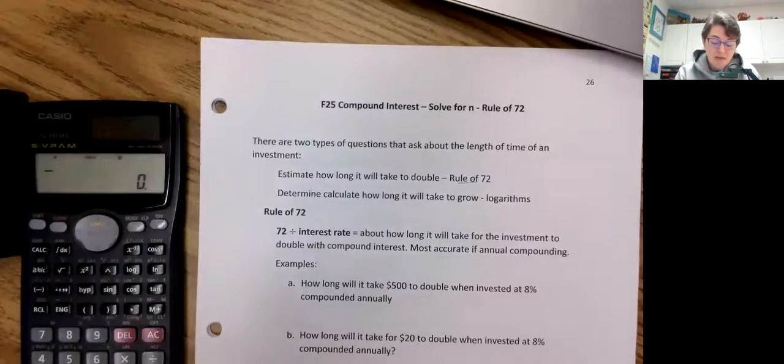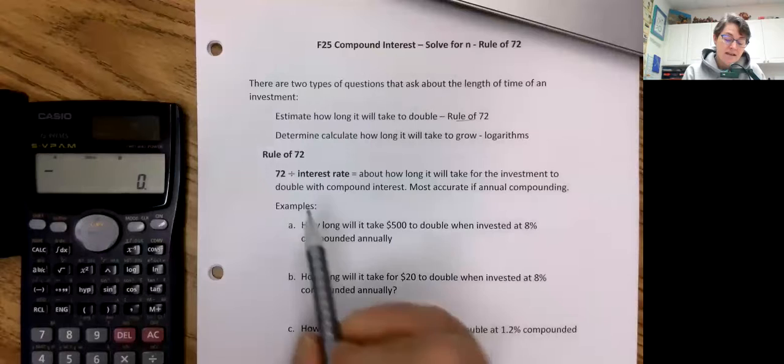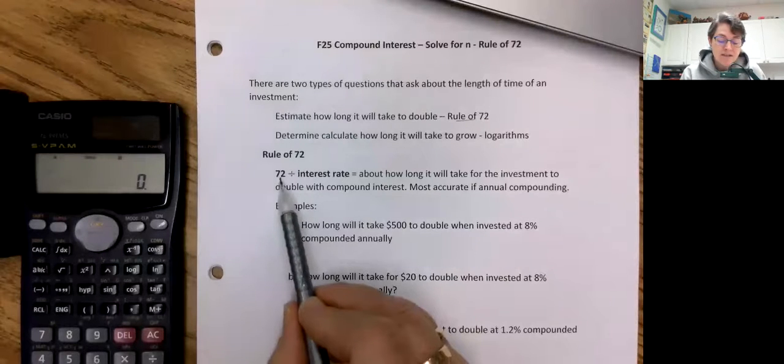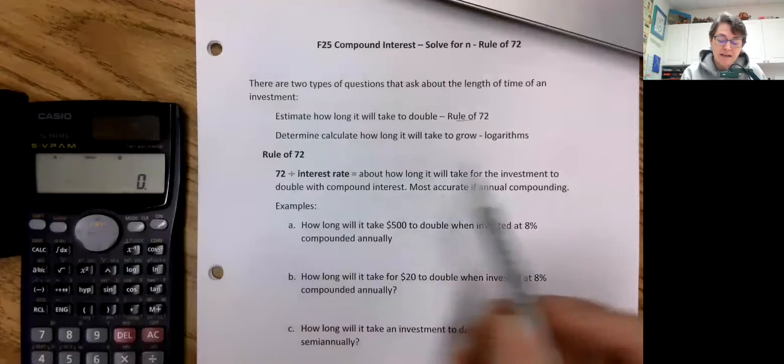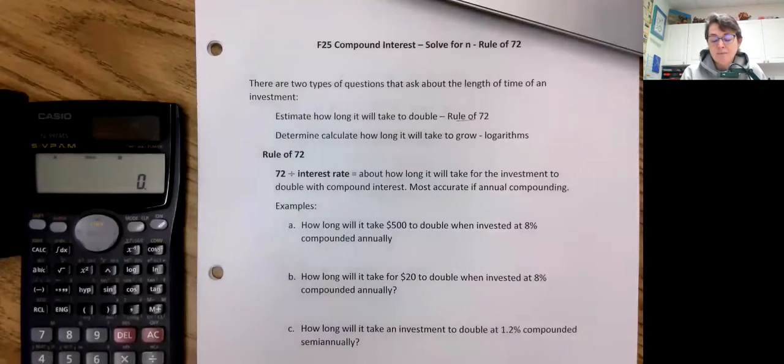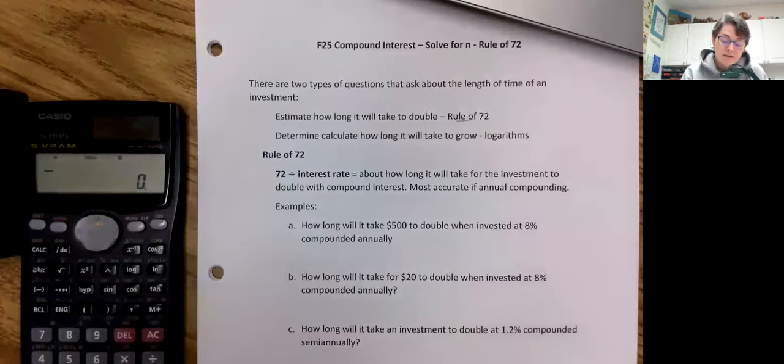So the rule of 72 says if you take the number 72 and divide it by your interest rate, it'll give you about how long it'll take for the investment to double with compounding interest. And it's most accurate if the compounding is annual, but it'll be close even with other compounding methods. So don't overthink this.